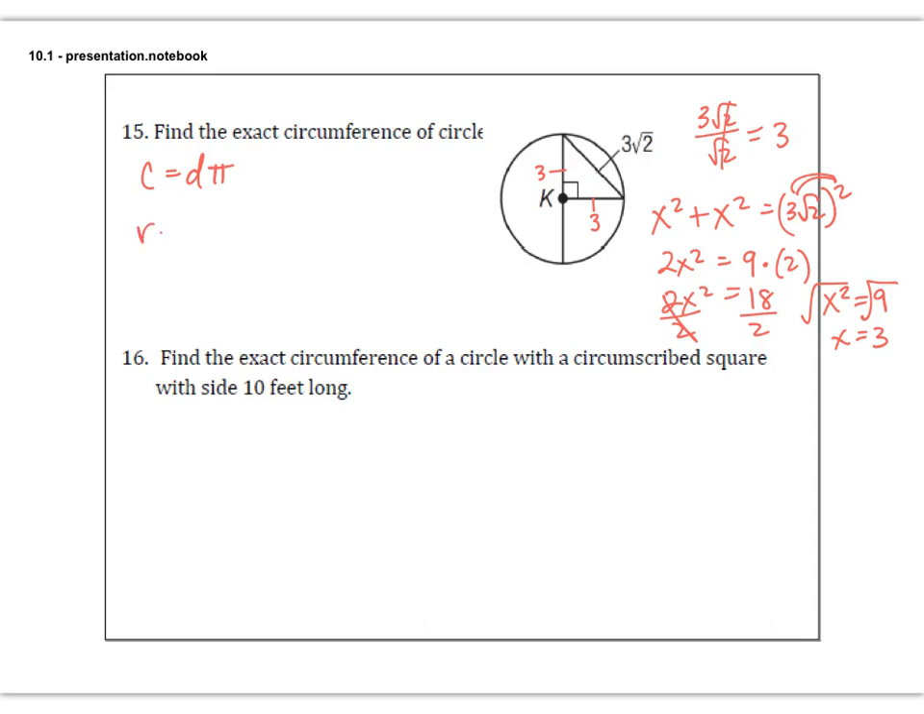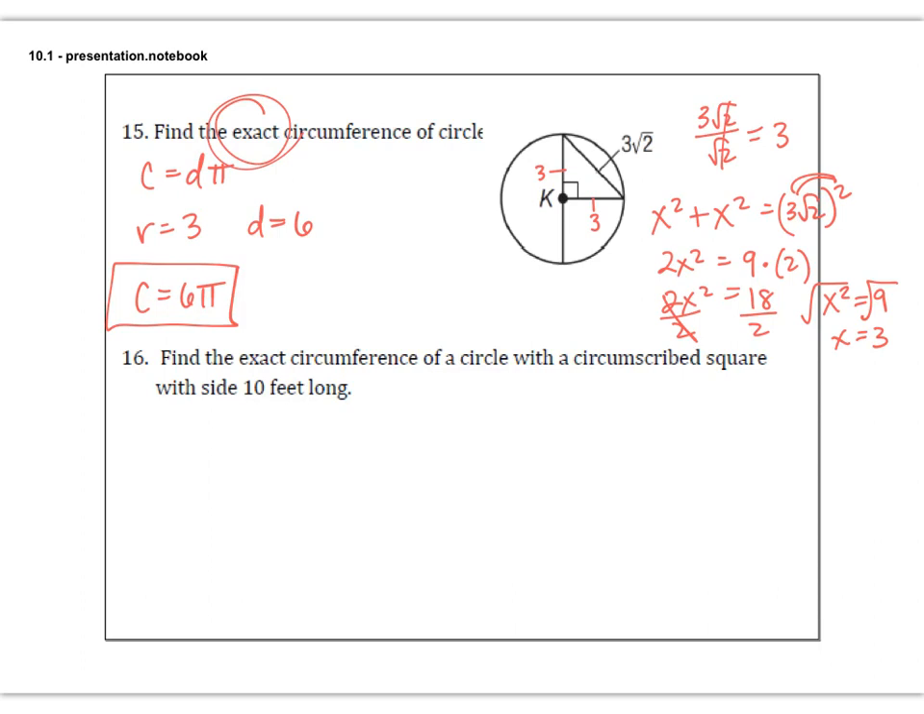Bottom line is, we now know the radius is 3, therefore the diameter is 6. Find the exact circumference. Circumference is going to be 6 times pi. I don't think there's a label here. It wants the exact answer, so we're going to leave pi as part of our answer. We're not going to type it into our calculator because then it would no longer be exact.